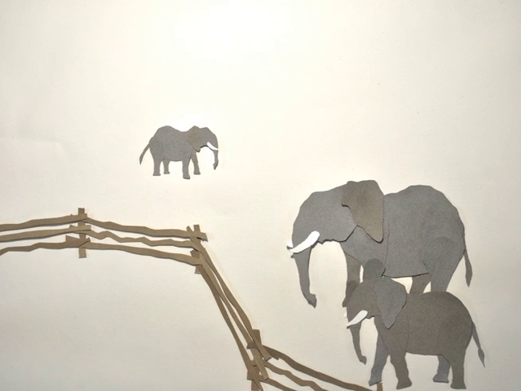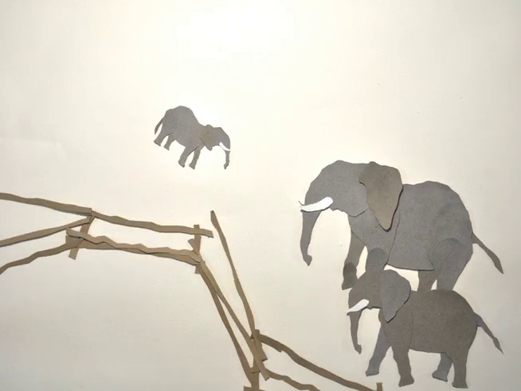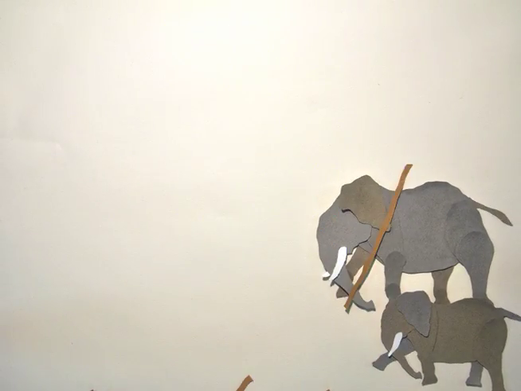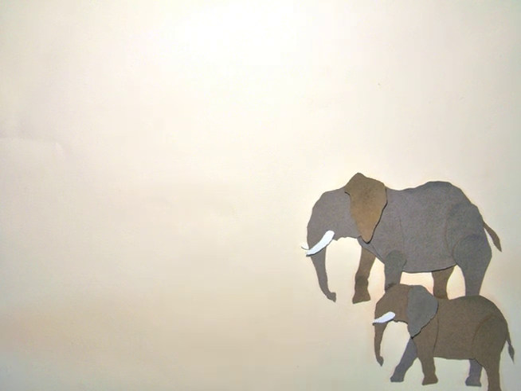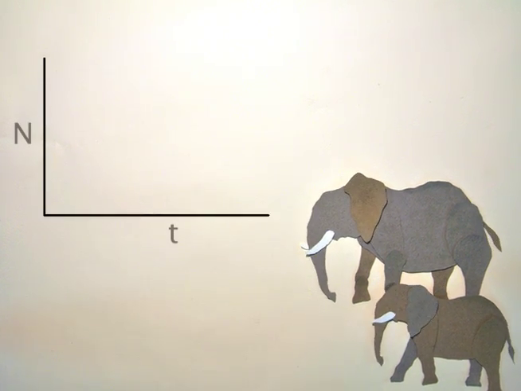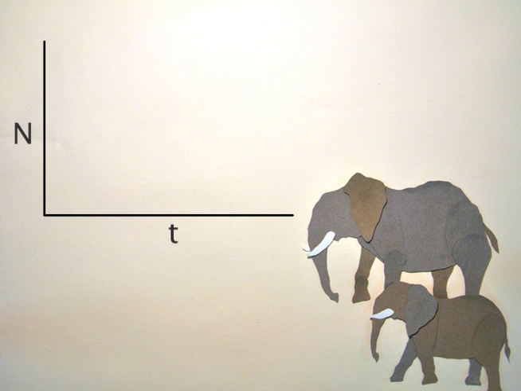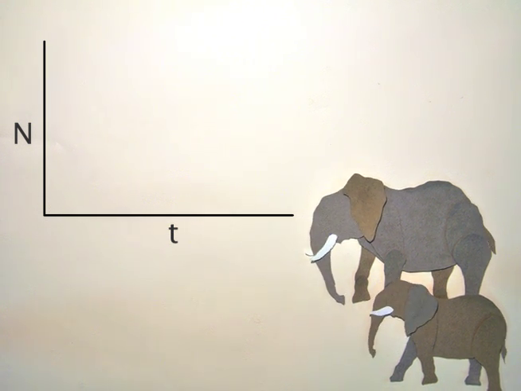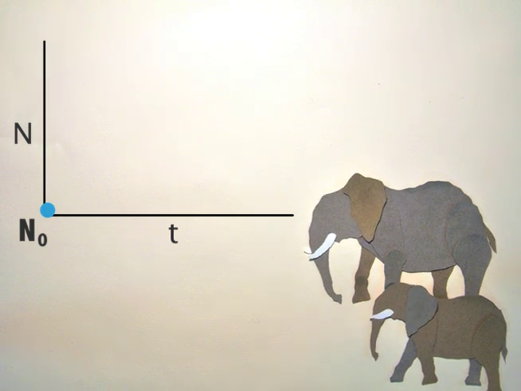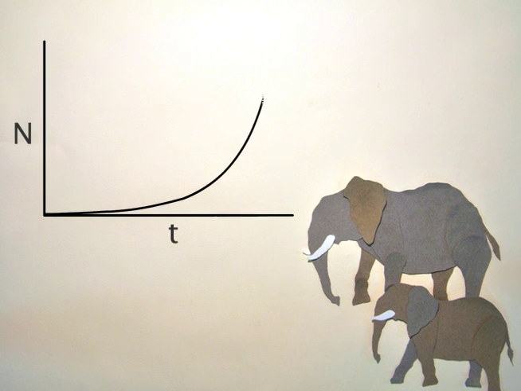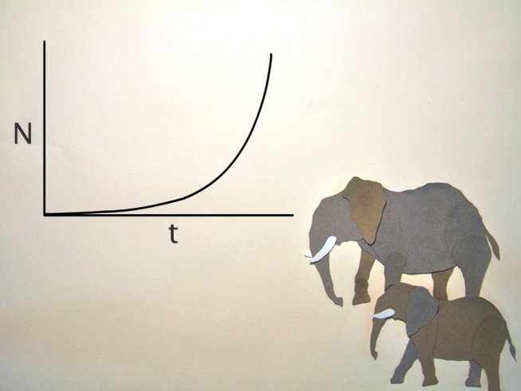Now, let's graph this. The graph shows our population through time. The population begins at n naught at time t equals 0. As time increases, the population changes exponentially. We have now made our first model of exponential population growth. So, how can we play with this?